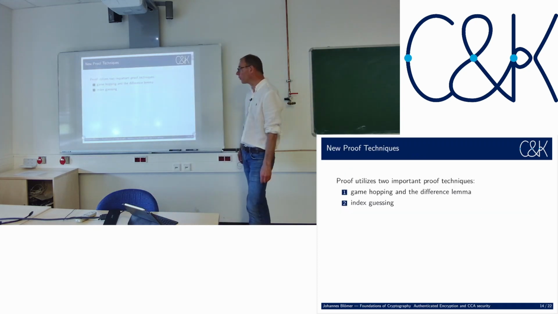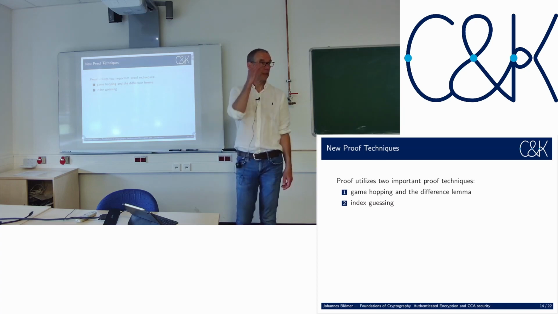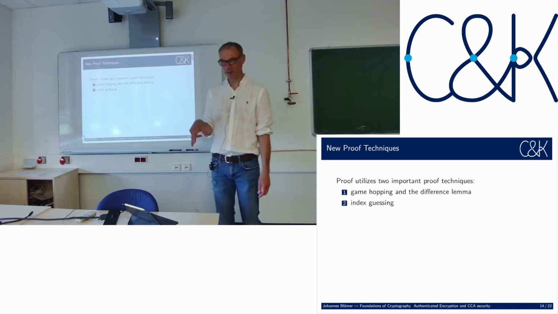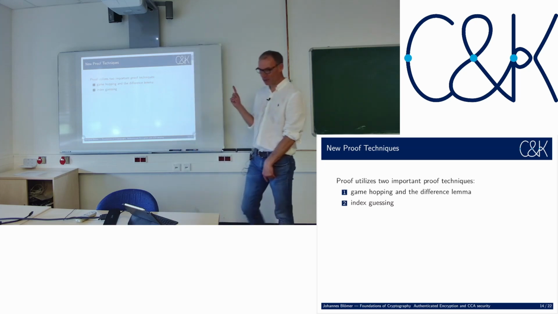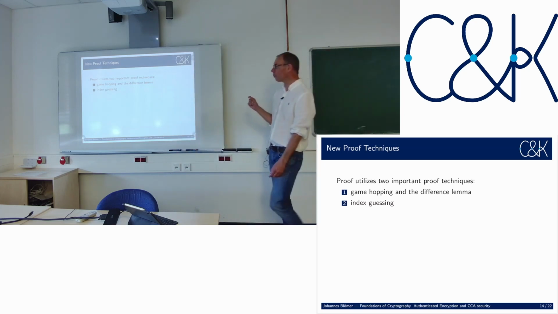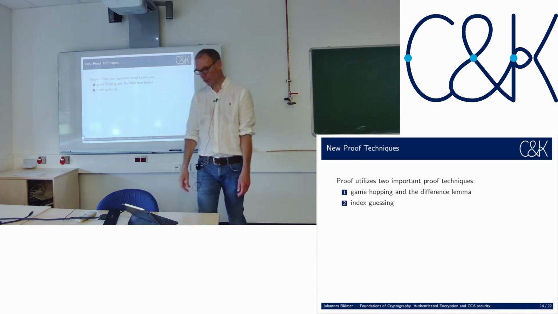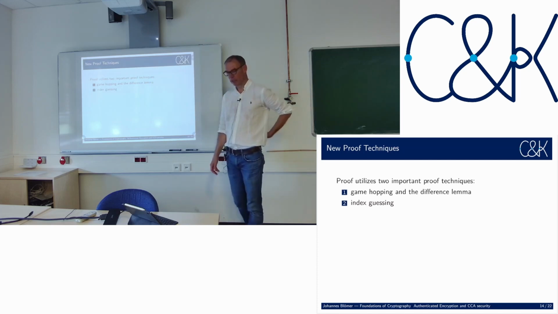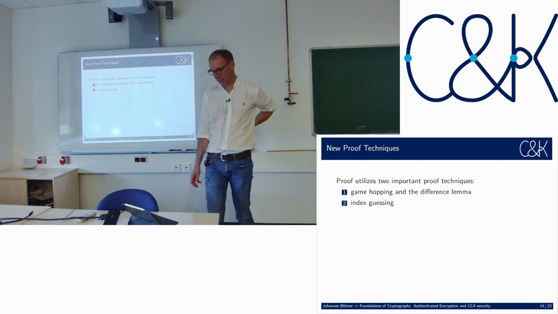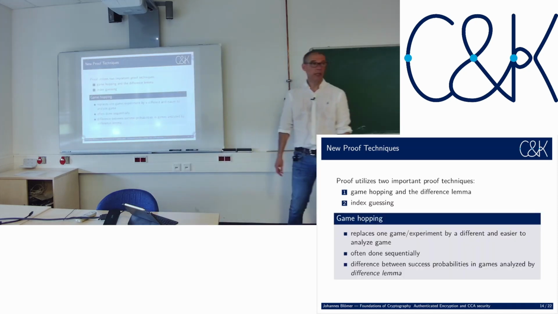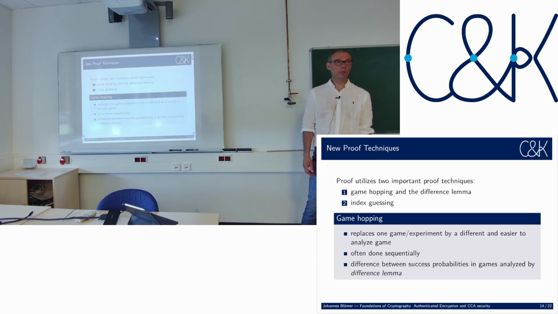The proof uses two new proof techniques. These are very new slides, so if you have old ones, they may not be up to date. So the proof uses two important proof techniques. The first one is called game hopping and the difference lemma. The second one is index guessing. And so what are these things about? These are two of the most important techniques in cryptography, in proving security.